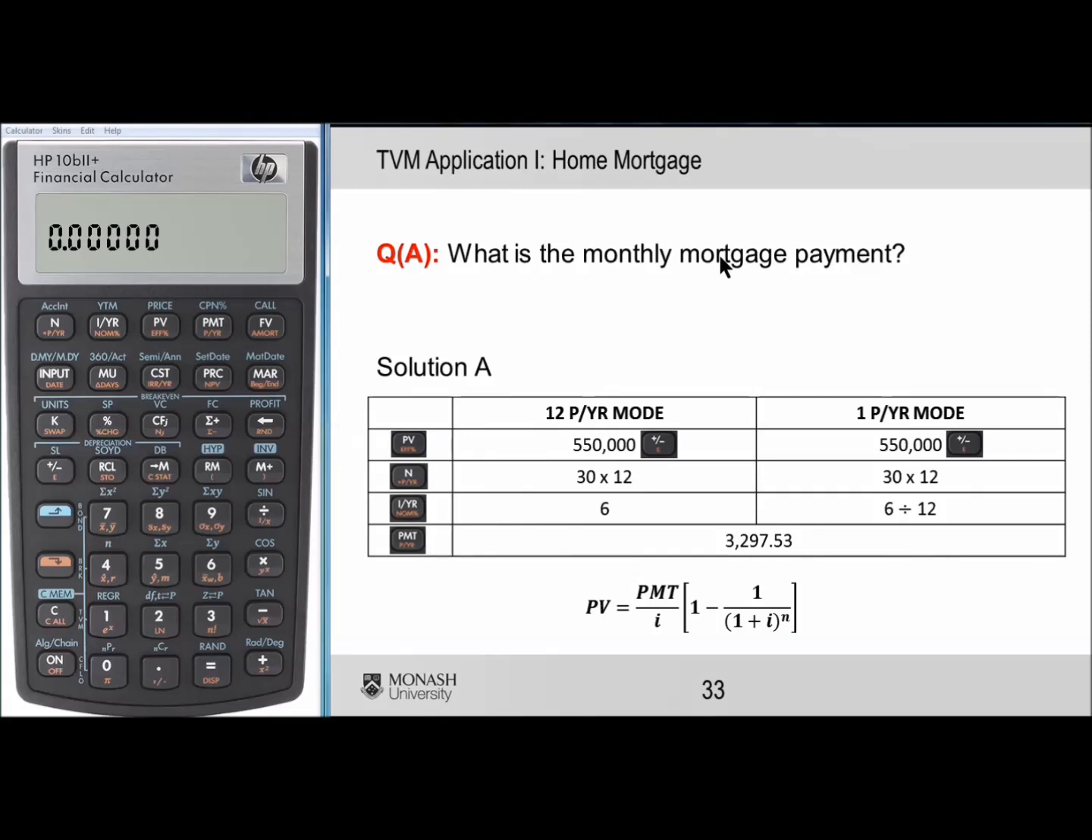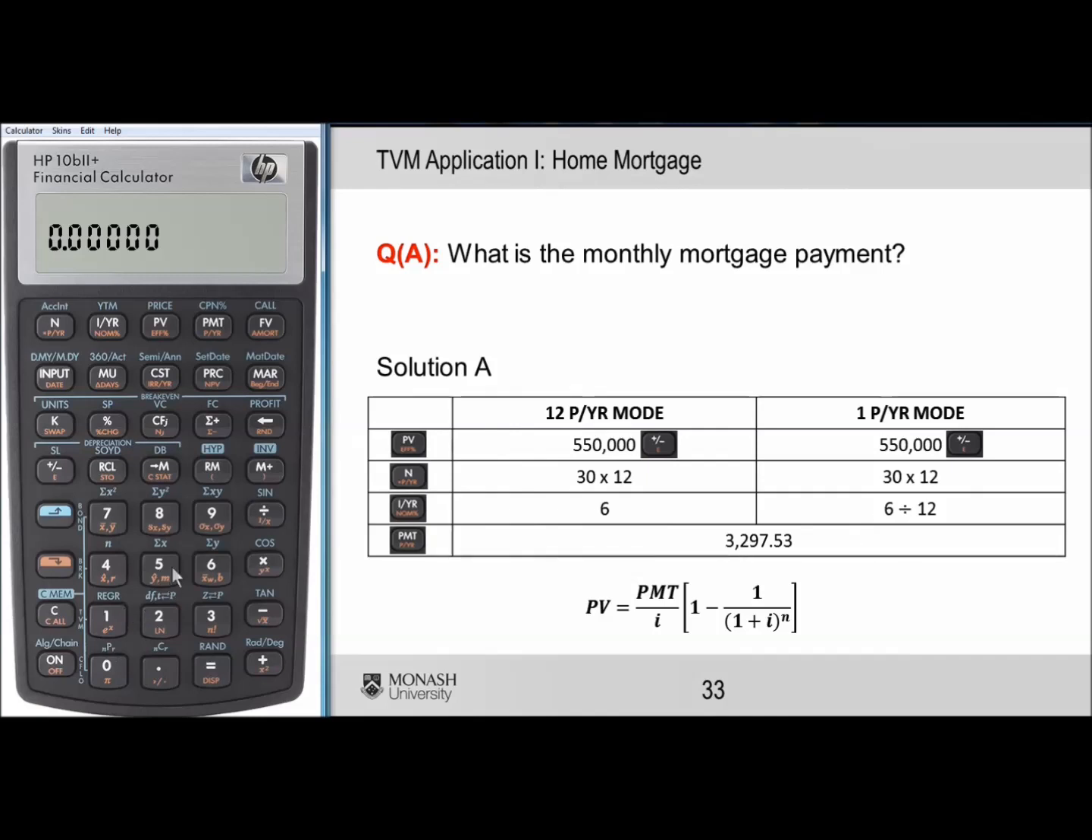Remember that we have two options to solve the time value of money problems when compounding frequency is more than once per year. I will demonstrate the 1 payment per year mode using the calculator, and please refer to the alternative approach, which is also shown in the table here. So first of all, clear all the memory, shift down and C, and check for the correct payment per year mode that you want the calculator to operate on. Then input the variables accordingly.